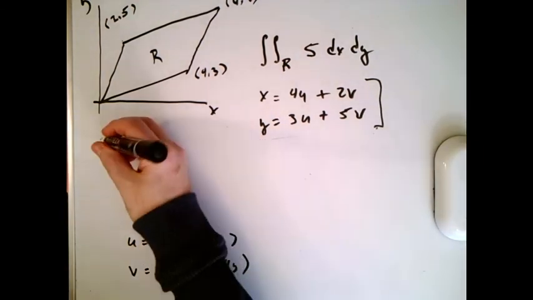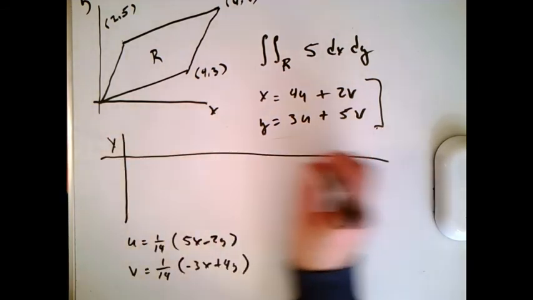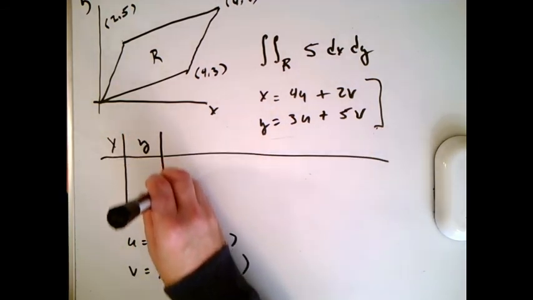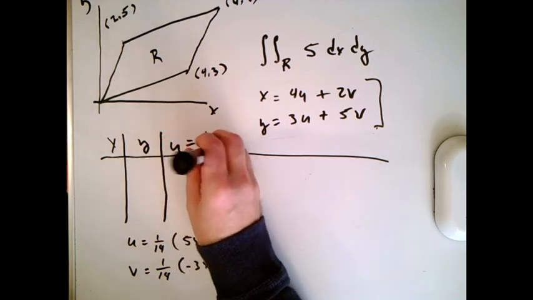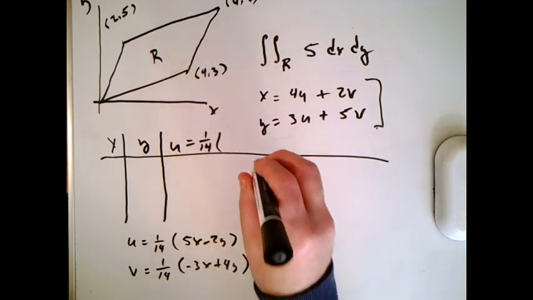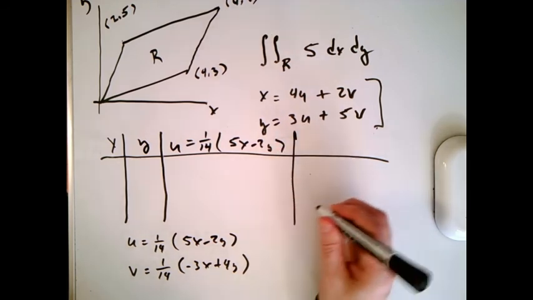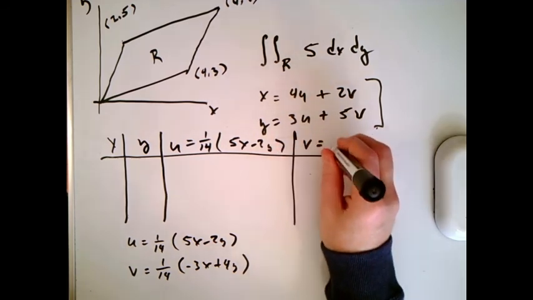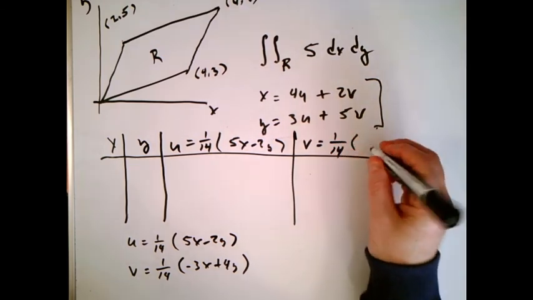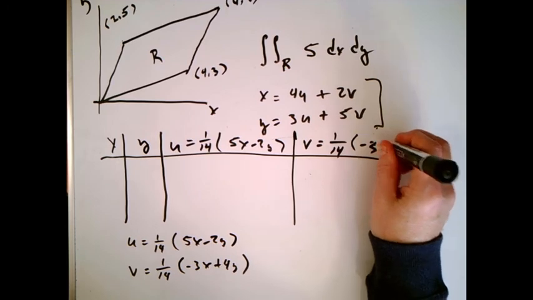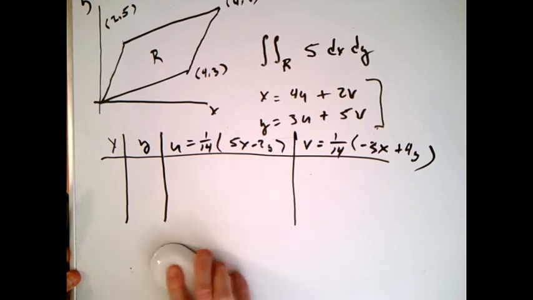And we're going to have a table. So I'm going to have x's and y's. We already know those. I want to find out what u's and v's I get, so u is 1/14 times 5x minus 2y. V is going to be 1/14 times minus 3x plus 4y.